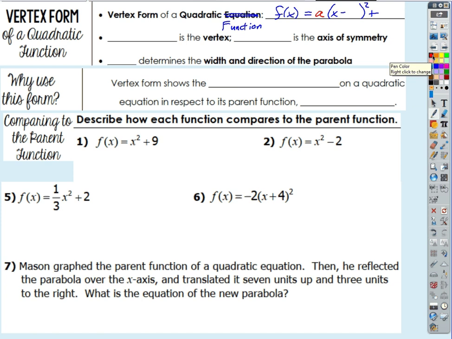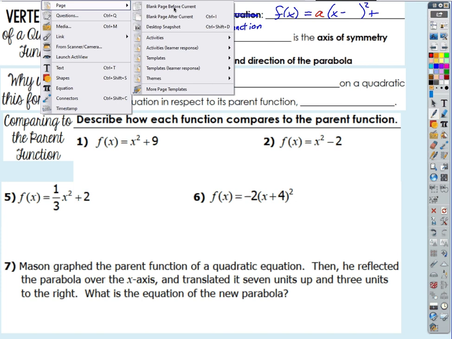X minus what squared, if it's in vertex form? No. Think back to what vertex form looked like for an absolute value function. For an absolute value function, that was an h, wasn't it? If we graphed it in vertex form, wasn't it just a times the absolute value of x minus h plus k, right? Okay, that's what it is for the parent function that's an absolute value function.